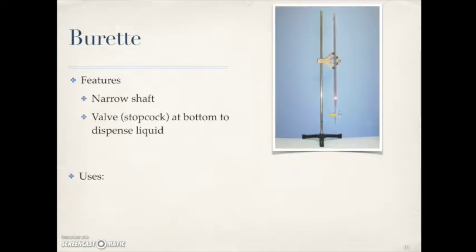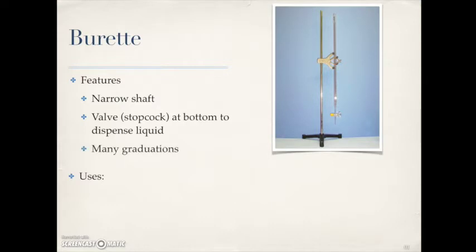A burette is another piece of equipment that we'll be using. It's this one here over at the right. Now, a burette looks kind of like a pipette, but it has a narrow shaft. It also has a valve at the bottom, which is called a stopcock, which allows you to start and stop the flow of liquid.